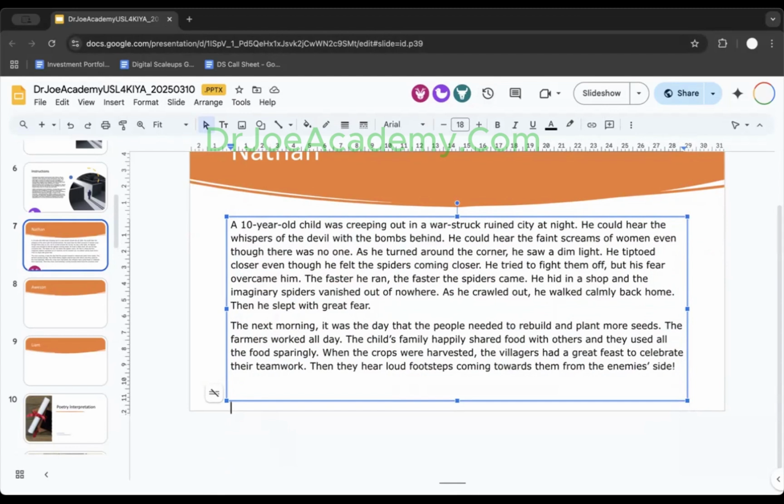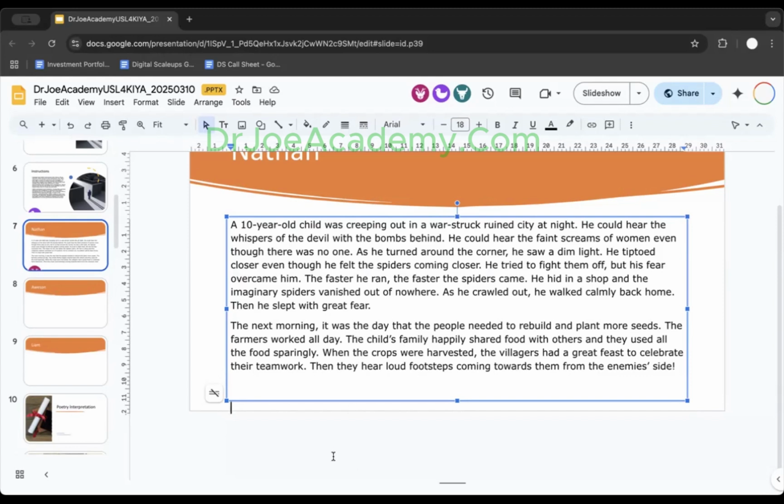A 10-year-old child was creeping out in a war-struck ruined city at night. He could hear the whispers of bombs behind. He could hear the faint screams of women even though there was no one. As he turned around the corner, he saw dim light. He tiptoed closer even though he felt the spiders coming closer. He tried to fight them off, but his fear overcame him. The faster he ran, the faster the spiders.